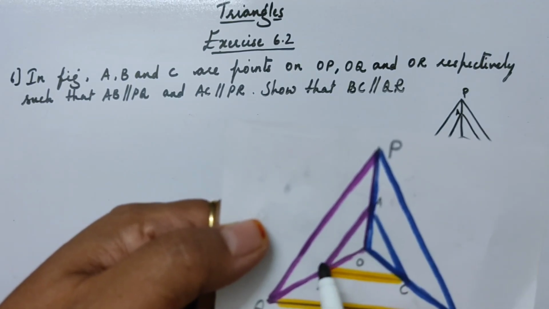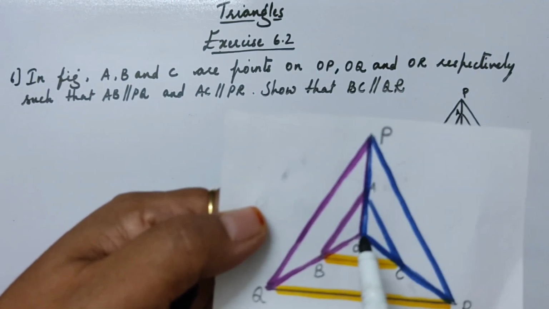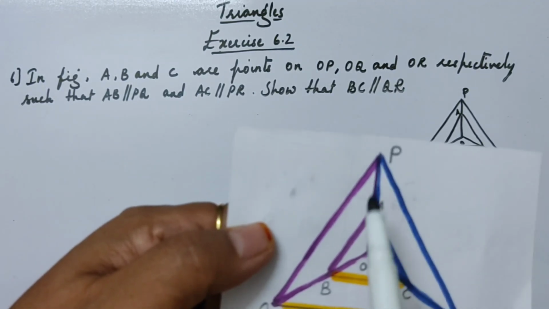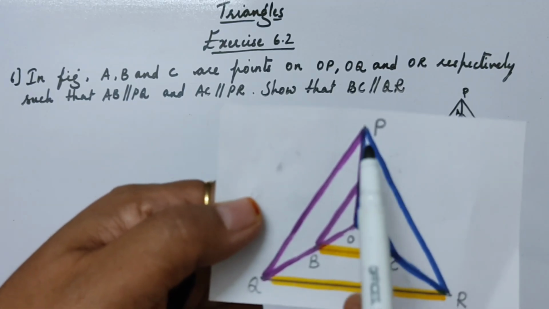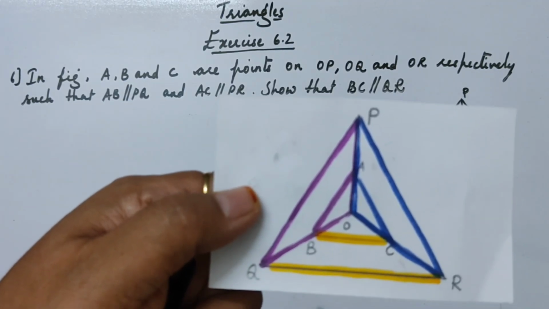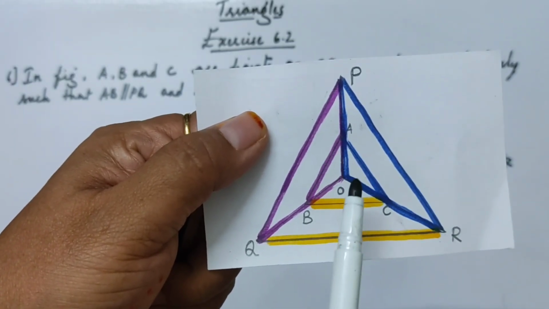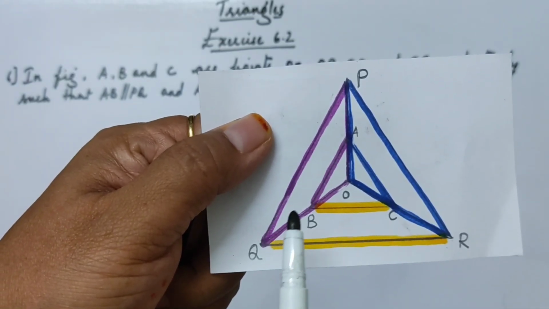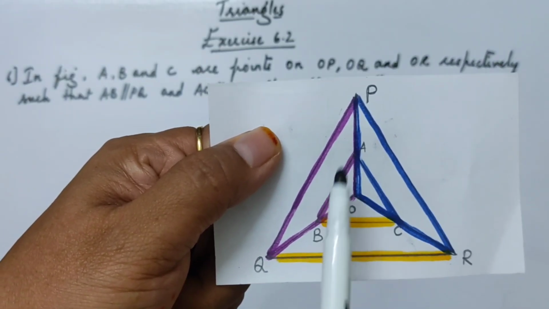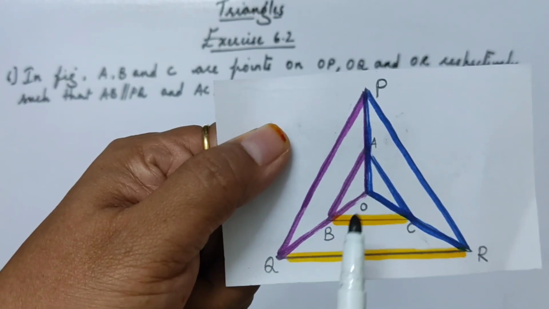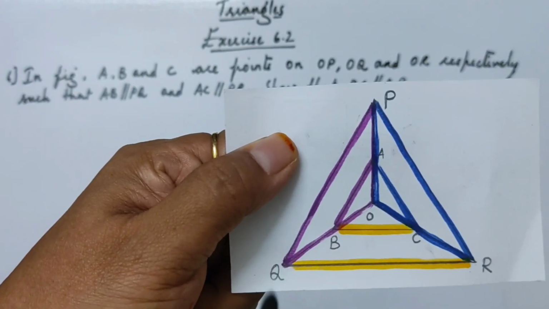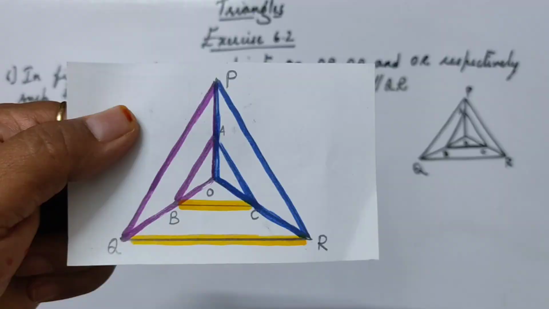Now AB is parallel to PQ. So which triangle is this? I'm going to consider POQ, and I'm going to apply the Thales theorem here, students. Now can you see in triangle POQ which side is parallel? AB is parallel to PQ. Let me write this down.